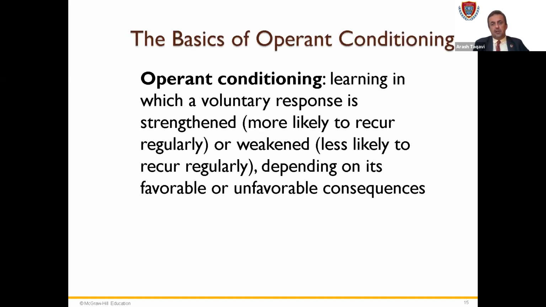What is operant conditioning? Learning in which a voluntary response is strengthened, more likely to recur regularly, or weakened, less likely to recur regularly, depending on its favorable or unfavorable consequences. So, what are the keywords in operant conditioning? The first one is strengthening or weakening. The major part is about recurrence, less likely to recur or more likely to recur. Recurrence is very important: the likelihood of recurrence, the consequences of action, the consequences of what you have done, and your expectation of the likelihood in the future.